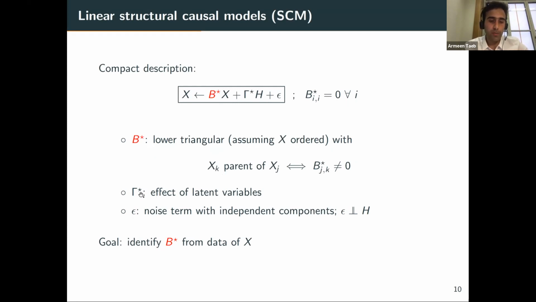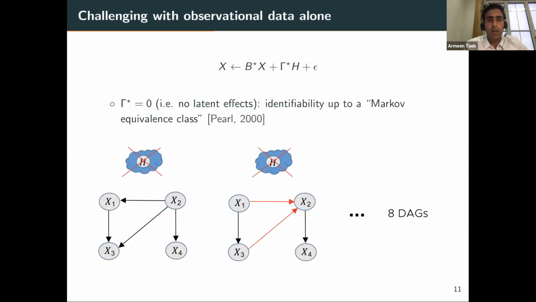Now gamma star, another population parameter, represents the effect of the latent variables. Epsilon is a noise term with independent components that's independent of the latent variable. So this is our linear structural causal model. And the goal is to identify B star from the data of the observed variables. Okay, a fundamental challenge that arises is that of identifiability. So even if gamma star is equal to 0, that is, there are no latent effects, you have identifiability only up to a Markov equivalence class. Namely, even if you have an infinite amount of data, there could be many DAGs that are equally representative of such data.